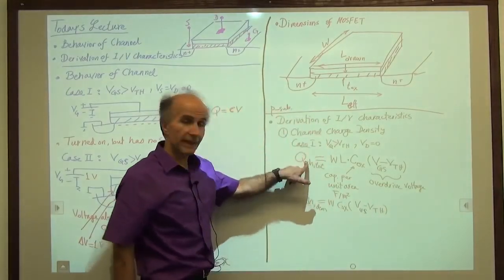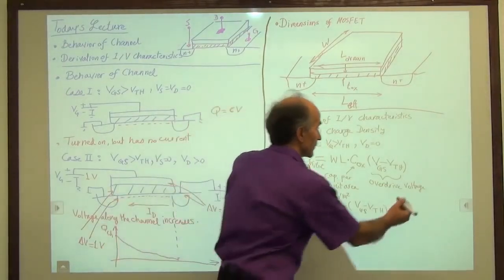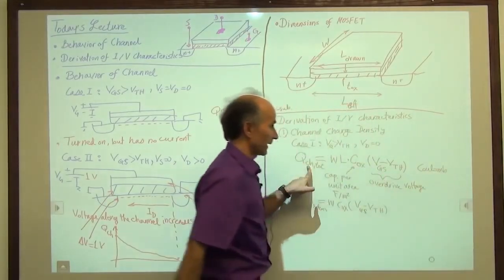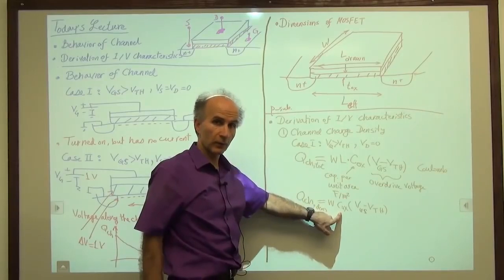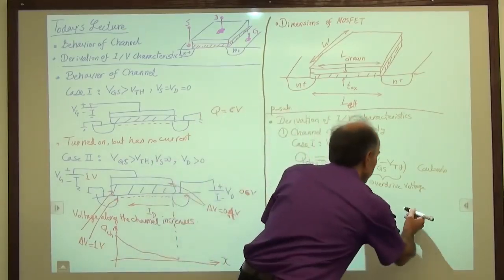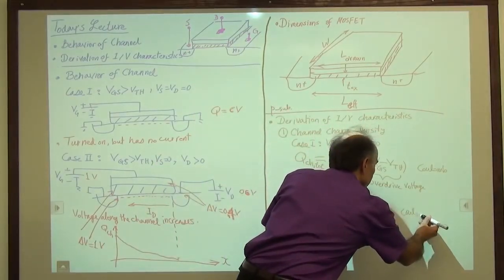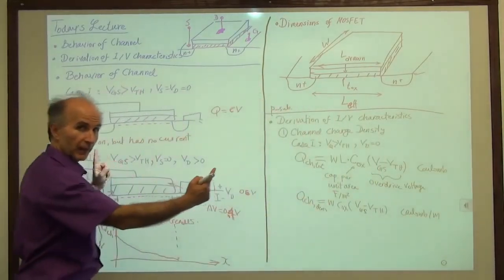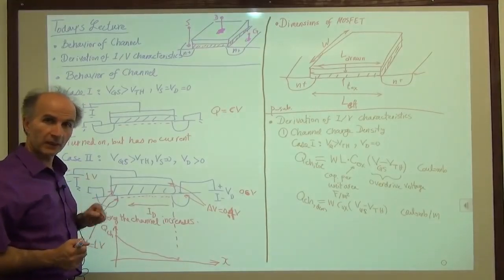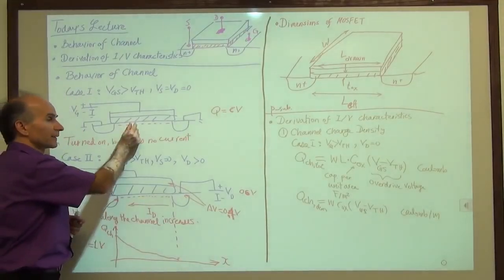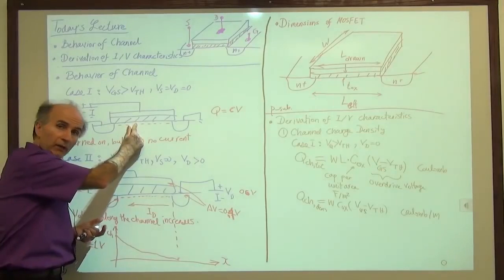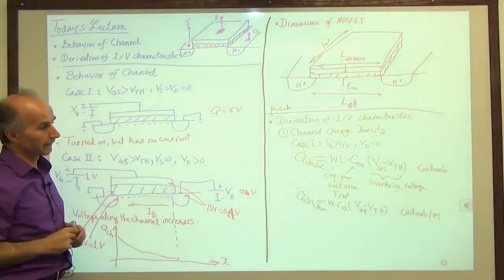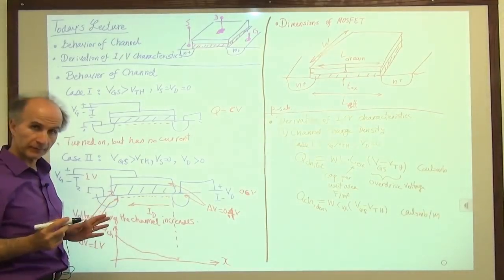So in other words, if this had a unit of Coulomb, this would be unit of Coulomb per meter, because we divided by the length of the device. It just tells me how much charge I have per unit length. Your unit length could be 1 micron, 1 angstrom, 1 nanometer, whatever you like. Okay, so far so good.